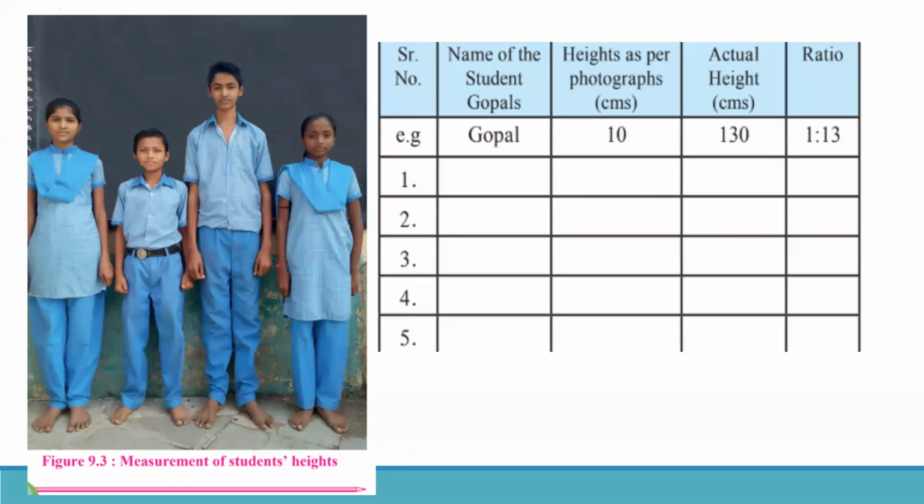So now we calculate the ratio. You know, ratio is done, no? You divide. You can make it like a fraction and you can cancel, reduce. You do know reducing fractions. So when I told you the height of Gopal in the picture is 10 centimeters and his actual height is 130, you divide 10 upon 130. Try to cancel and see, you will get 1 upon 13. And how do we show this as a ratio? 1 is to 13.